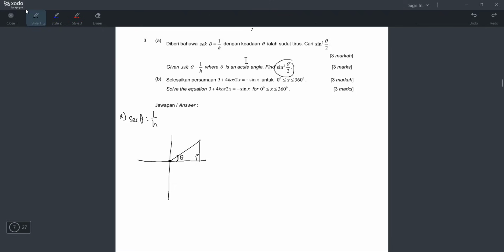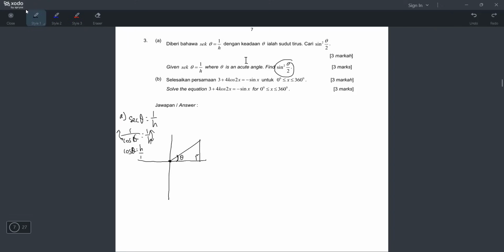And since they already give you one piece of information, sec theta is 1 over h, we can label some of the sides here, right? But sec theta is actually 1 over cos, as I already mentioned in the beginning. So 1 over cos theta is 1 over h. It means what is cos theta? h over 1, right? Because you can flip this one, but when you flip here, the other side also flips. So 1 over cos theta flipped becomes cos theta over 1, and 1 over h flipped becomes h over 1. It means cos theta is h over 1.